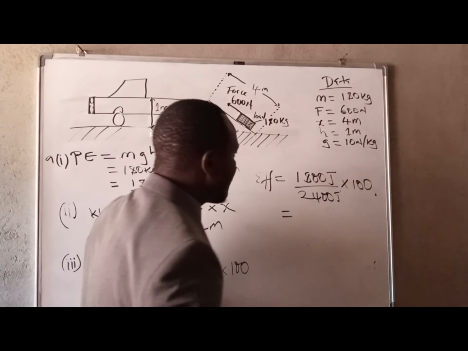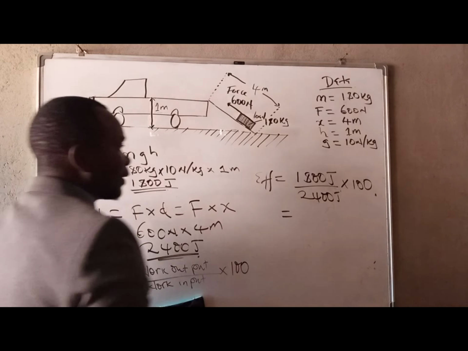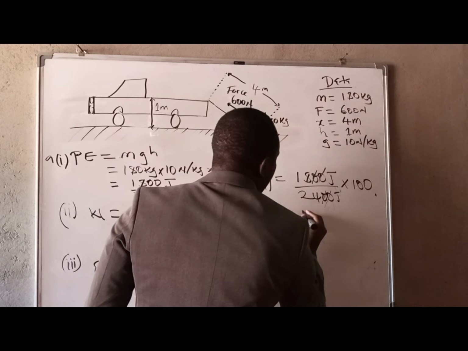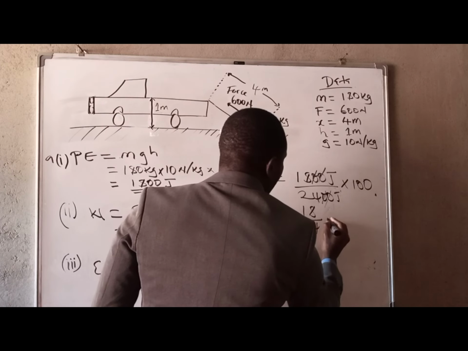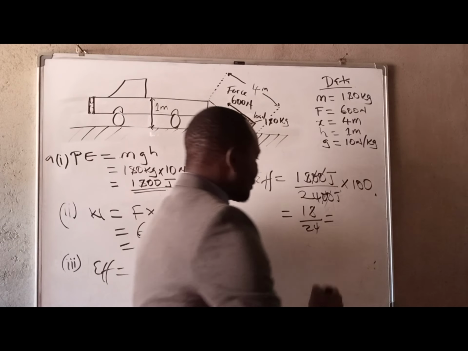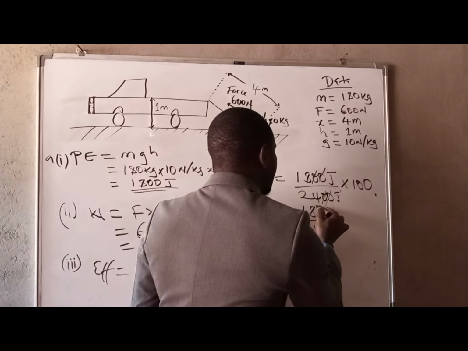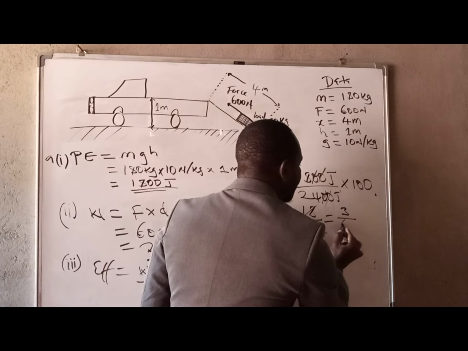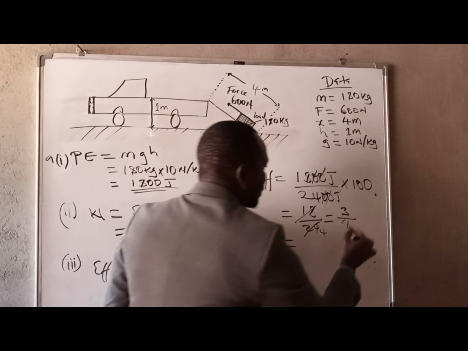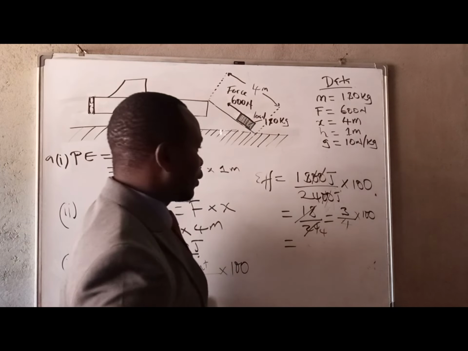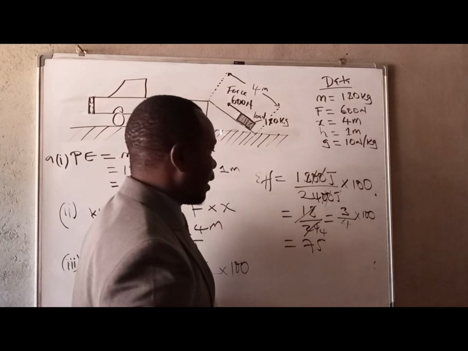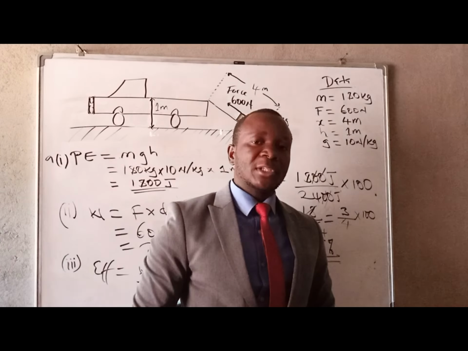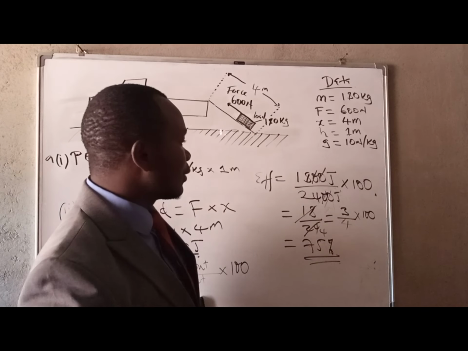So here, this and this will cancel, and what we're going to have is 18 over 24, which can further be simplified. 6 in 18 is 3, and 6 in 24 is 4. So we have 3 over 4, and finally this is times 100, so what we're going to have is 75%. The reason why we multiply by 100 is because we want to express it in terms of percentage. And this is the value for the efficiency.